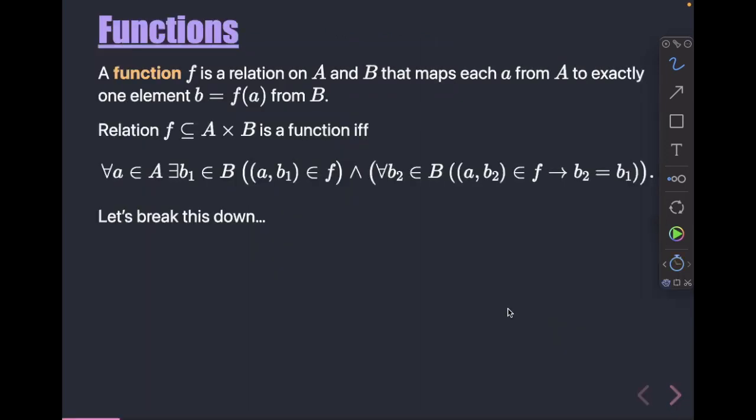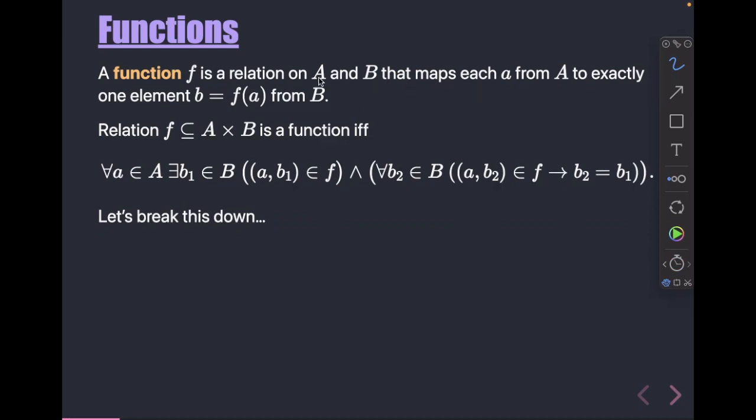As I said, a function f can be thought of as a relation from set A to set B. But it's more specific. It's not just any kind of relation, it has a specific requirement on it. The idea is that every element in A needs to map to exactly one element in B. This is how you define it. We'll break down this mathematical definition using first order logic, but first think about it from a high level.